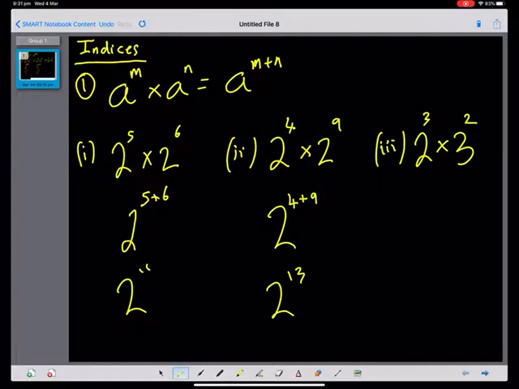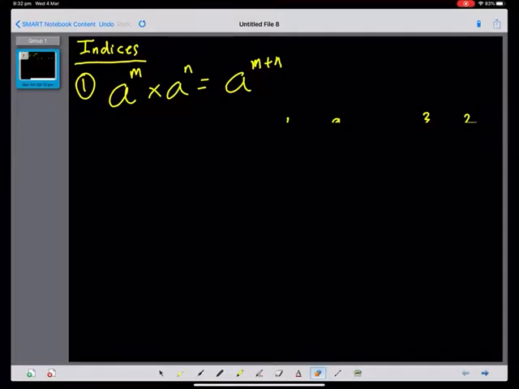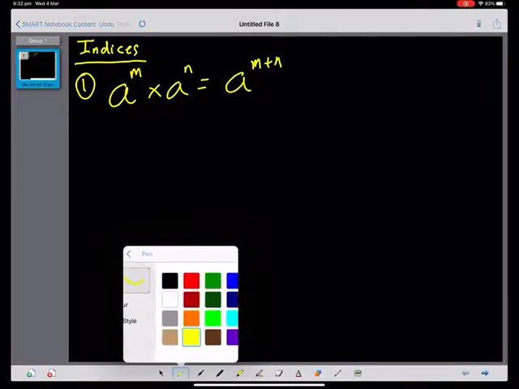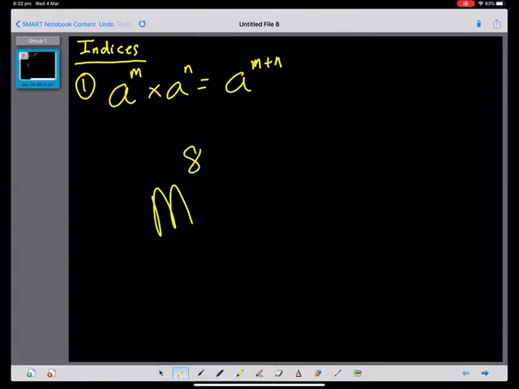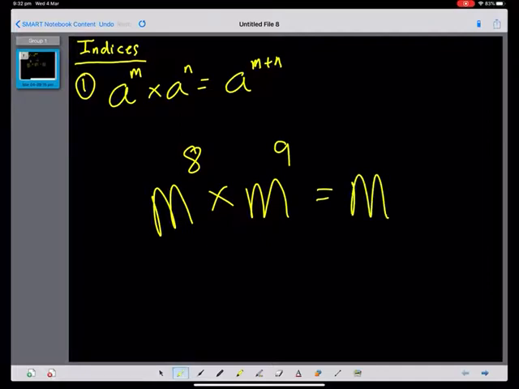Now here, you cannot add the powers because the bases are not the same. So the only thing you can do with this is just to evaluate it. So 2 cubed is 8, 3 squared is 9, so we get 8 times 9, 72. Okay, so let's have a go at doing some algebraic ones. So let's do 2 examples first. Let's do m to the 8 times m to the 9. We add the powers because the bases are the same. 8 plus 9 is m to the 17.